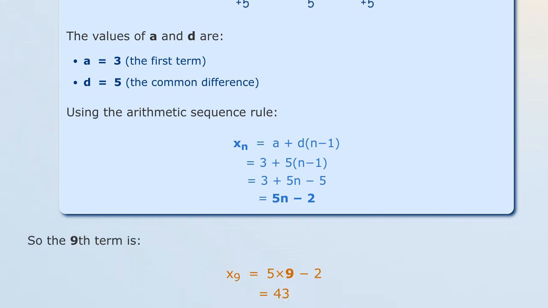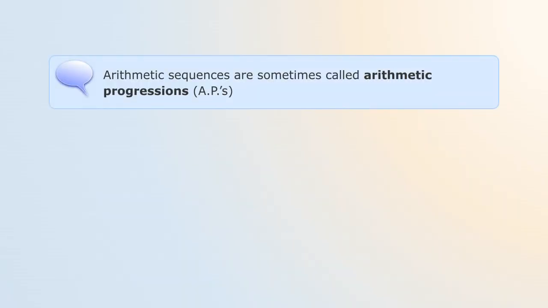So the 9th term is x sub 9 equals 5 times 9 minus 2 equals 43. Is that right? Check for yourself. Note that arithmetic sequences are sometimes called arithmetic progressions or APs.